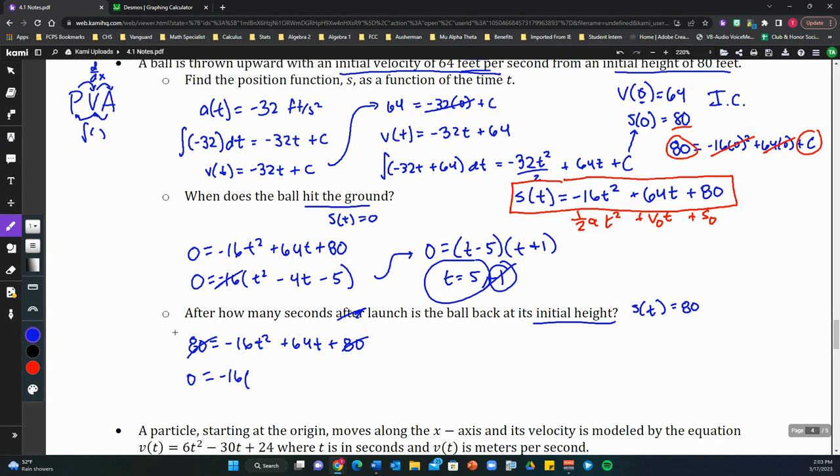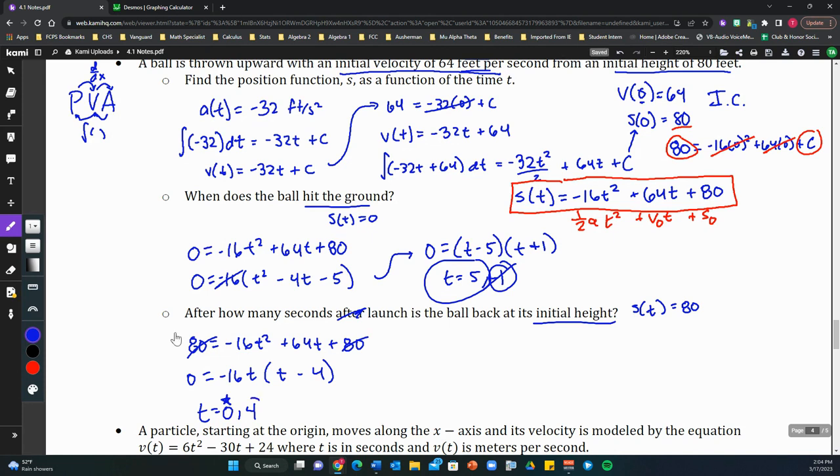So while I'm rewriting it for that, I'm going to go ahead and pull out this GCF again. And this time, because it's only two terms left, we can actually pull out a negative 16t. That would leave me with 1t minus 4. So now my solutions become 0 and 4. Well, the 0 we already knew about because that was the initial height.